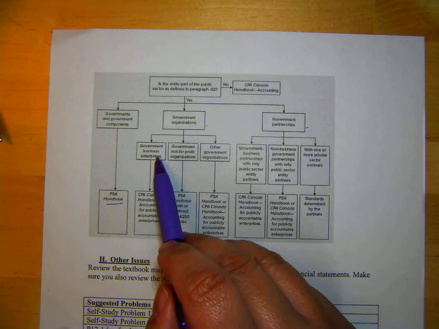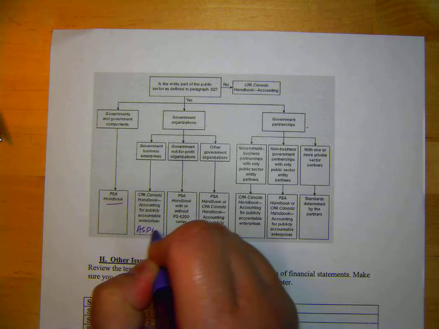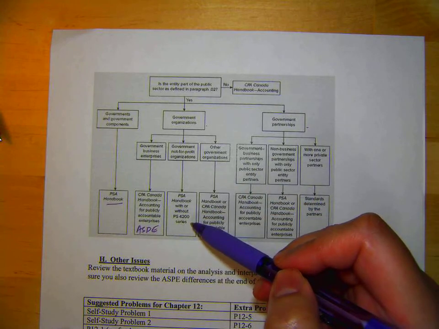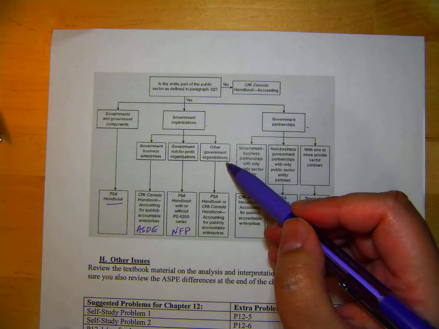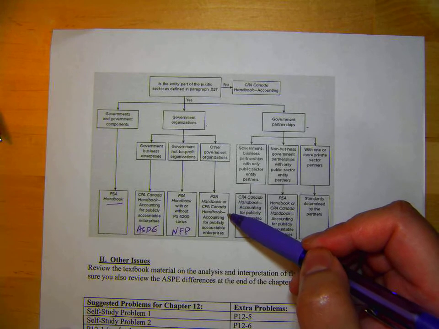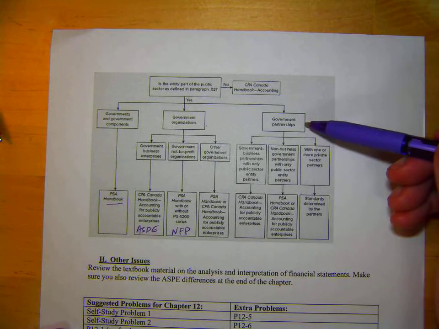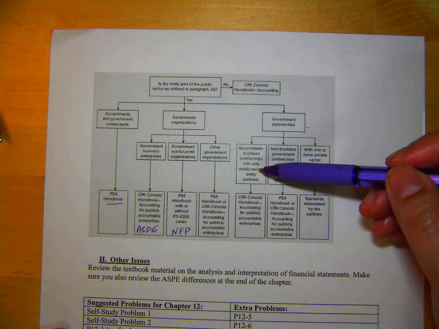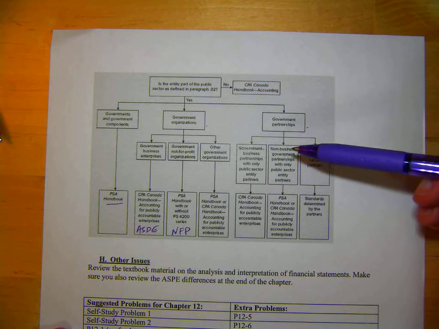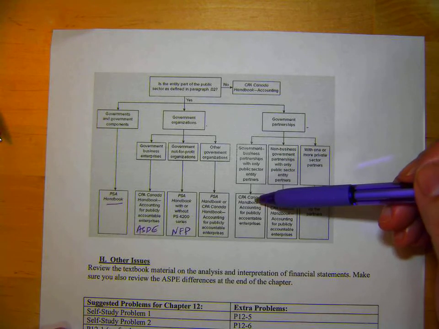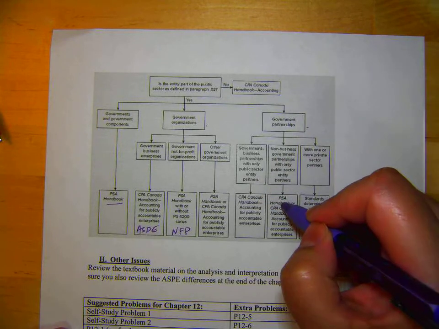If there's business enterprises, then you're looking for ASPE. Not-for-profit, then you're looking at the not-for-profit accounting we just learned. Other government organizations, the PSA Handbook, or ASPE. So it'll depend on what kind. Government partnerships, again, anytime you've got business mixed in, then you're looking at adding the ASPE stuff. But if it's public sector, it's all the CPA Handbook for public sector.